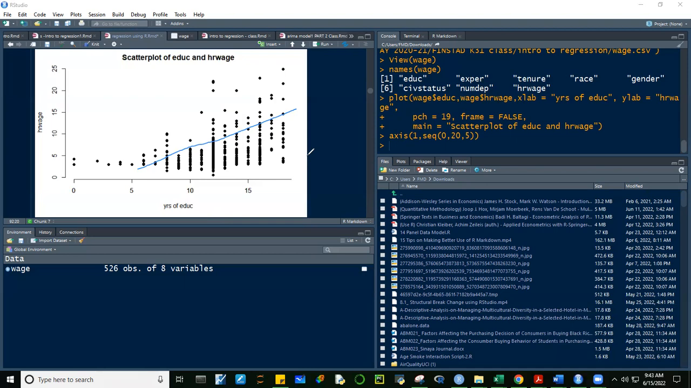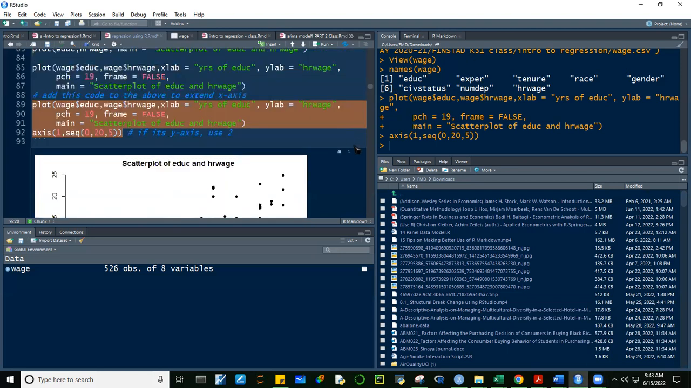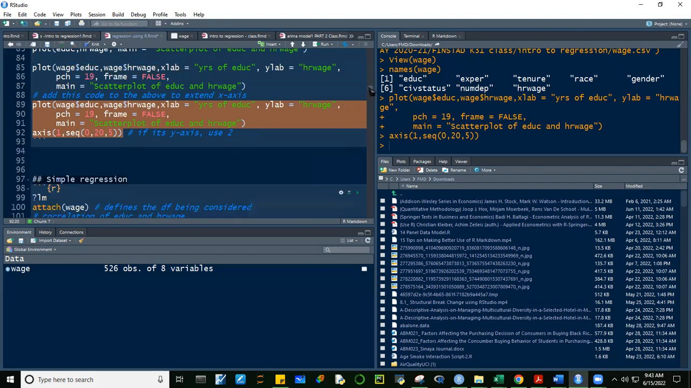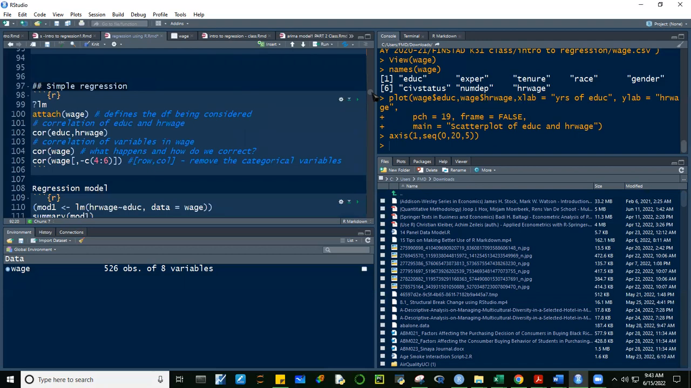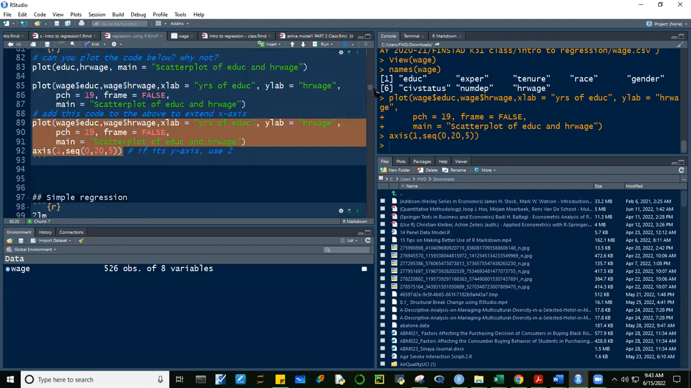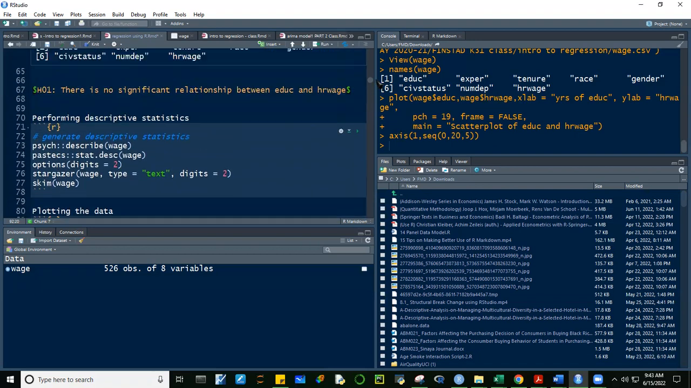Of course, we can easily check that, which we did last time, by looking at the correlation between the two. Let's have a quick review again. By the way, I already posted the recording from last time.